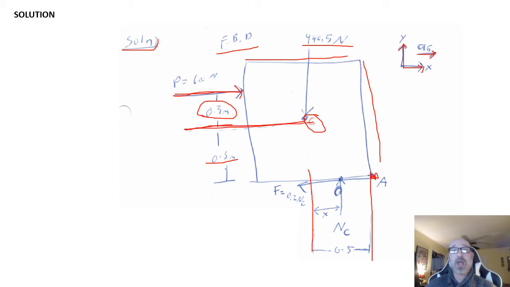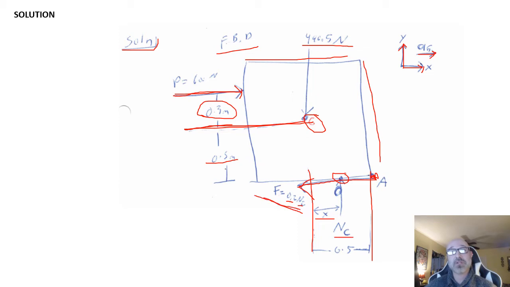We also know we have a frictional force here opposing our direction of motion. This is equal to F equals mu sub k times our normal force N sub C. Now our N sub C is going to be acting at some point O right here, a distance of x away from our center line. So there's our N sub C, our normal force.